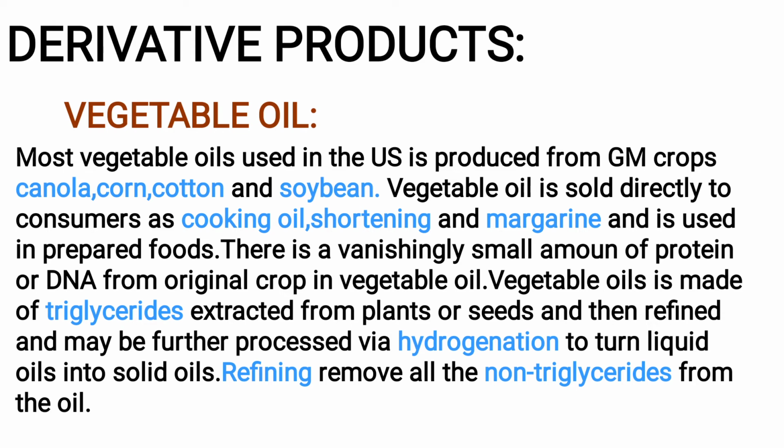Vegetable oil is made of triglycerides extracted from plants or seeds and then refined, and may be further processed via hydrogenation to turn liquid oils into solid fats. Refining removes all the non-triglycerides from the oil.